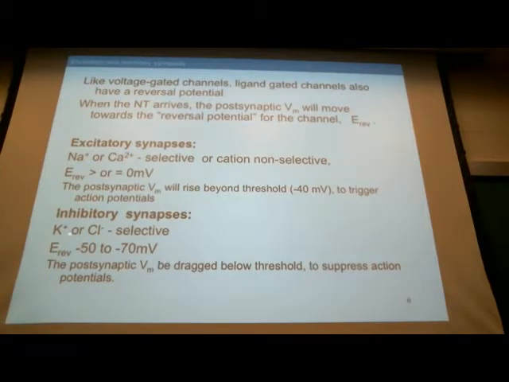Inhibitory synapses, on the other hand, tend to have either solely potassium or solely chloride, and those have very negative reversal potentials, around your resting potential or less. And so those tend to cause the membrane to move in the negative direction, which is hyperpolarizing. That's the sense in which one is excitatory, pushes the voltage up, and the other is inhibitory, pushes the voltage down. And all of this is relative to threshold.